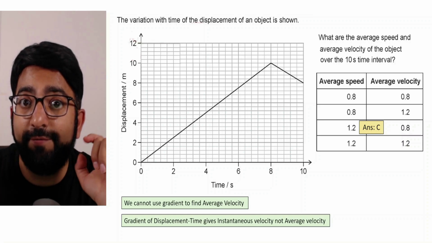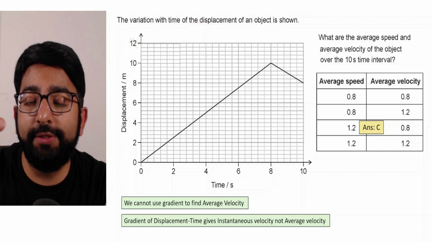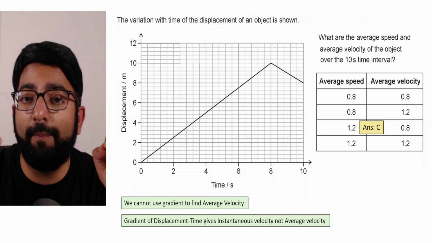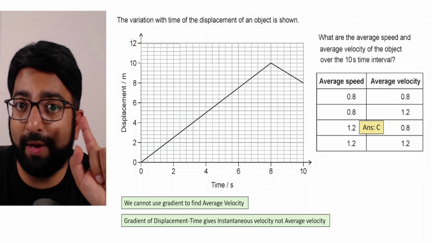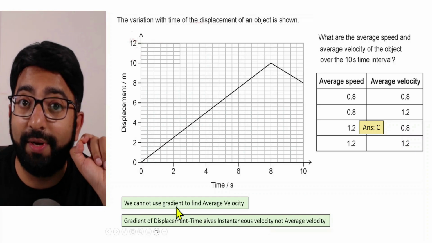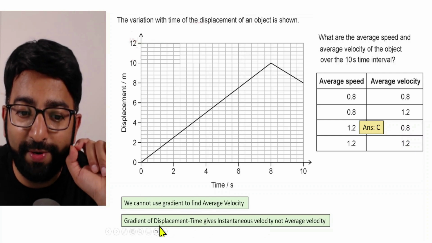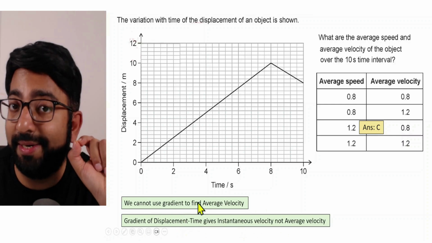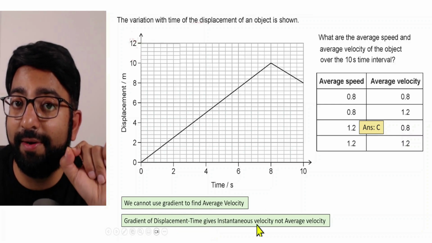So for average values, we have the formula: average speed is total distance upon time. Average velocity will be total displacement upon time. But the instantaneous values, to find those, we always do the gradient of the graphs. So gradient of displacement time will give us instantaneous velocity. Gradient of velocity time graph will give us instantaneous acceleration.